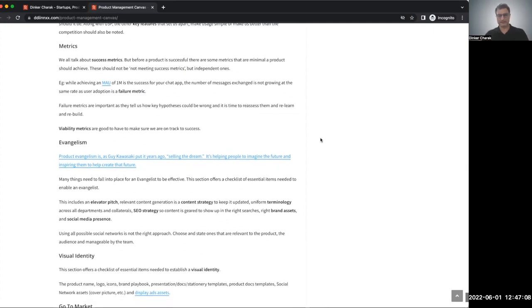Success metric, everyone talks about it, right? So I'll give you an example. Let's say your success metric is that after the release of the first version, between the first version and second version, maybe I want to achieve monthly active users of 1 million. Sounds fair? That's your success metric. That's what you want to achieve.